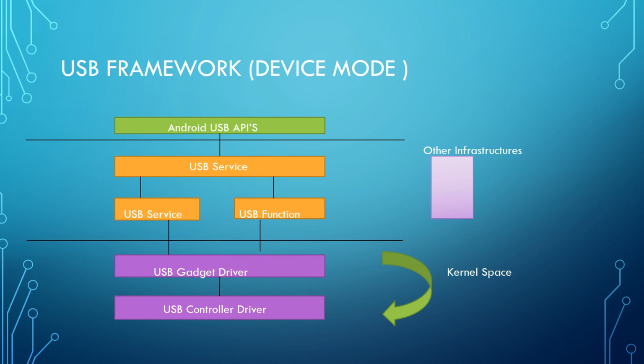What happens is when a device is connected, the kernel is the one who will identify that the device is connected, and this information is passed to the user space through USB service. So in the kernel, you can find these drivers which will detect and control the USB functionality, and other infrastructures include storage infrastructure, network daemon, charging infrastructure, who are interested in this detail whether the USB is connected or not.